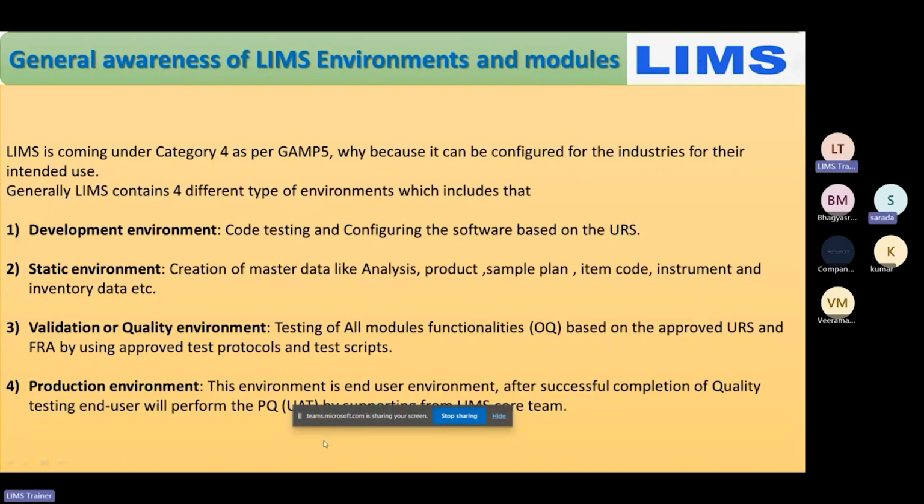So I will take just the next 5 minutes. Let's see some LIMS environment and modules. In the LIMS environment, there are four types of environments: the development environment, the static environment, the validation or quality environment, and the production environment. What is an environment? Say we are designing LIMS for some laboratory. The first stage is the development of the software for that particular laboratory. So that is the development environment.